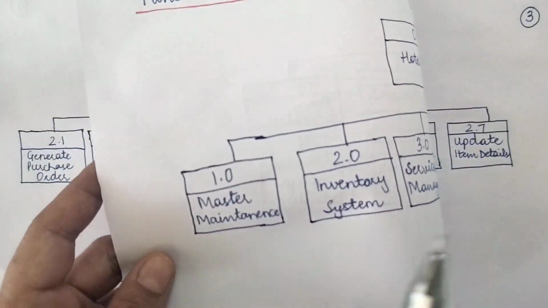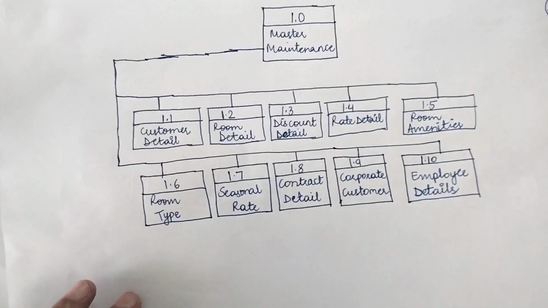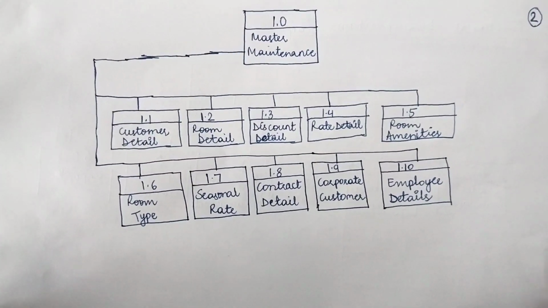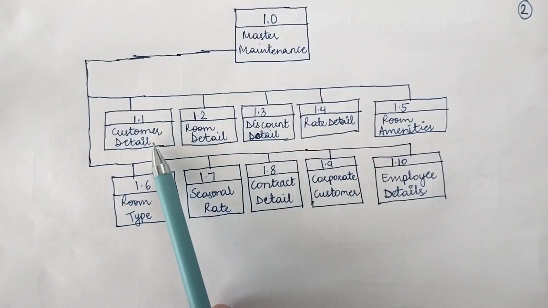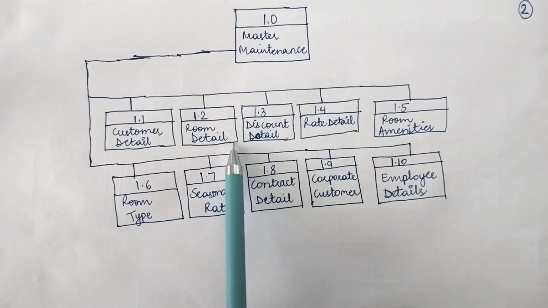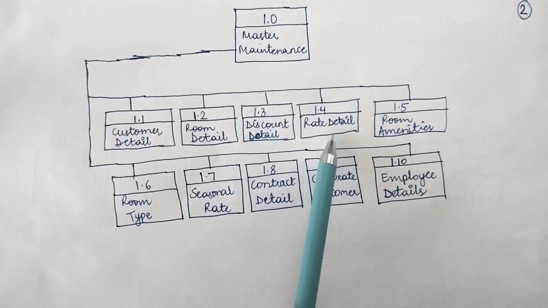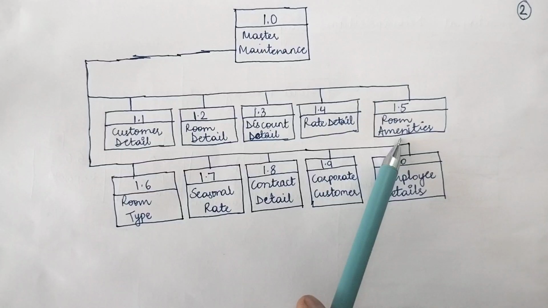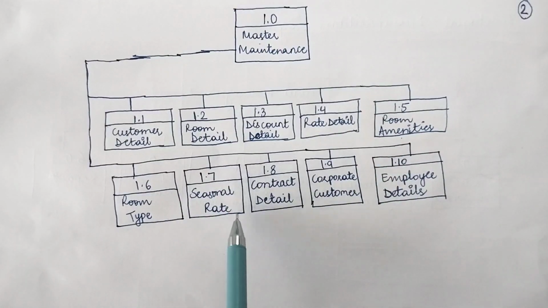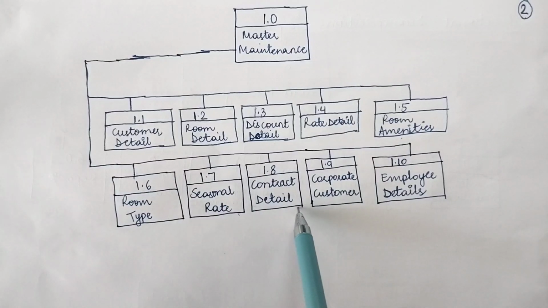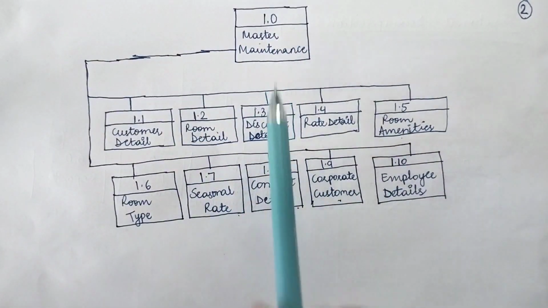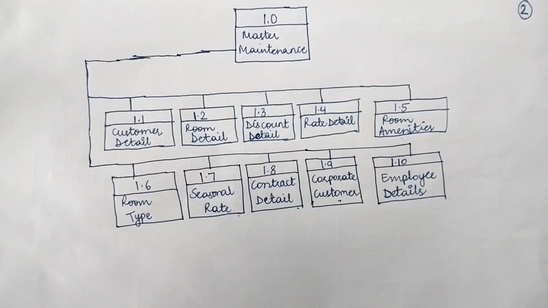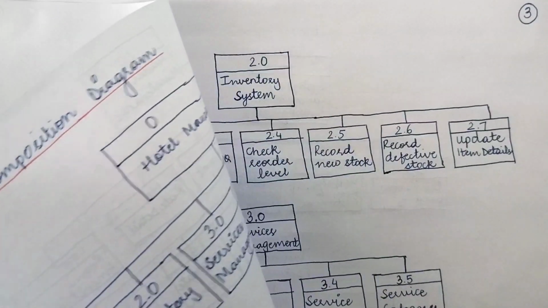So as you saw, master maintenance is one sub process. So we will have a chart for this master maintenance sub process in the first iteration. Now within the master maintenance sub process you have customer details, room details, discount details, rate details, room amenities details. Then there are room type details, the seasonal rate, like according to season the rates keep on changing, the contract details, the corporate customer details, and the employee details. So here in this chart, the sub process master maintenance has been explained in detail. This was the first iteration.